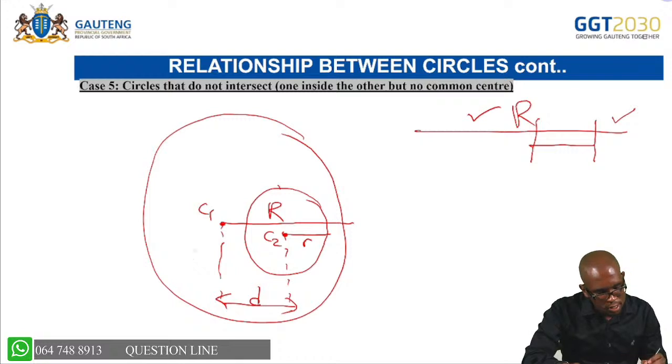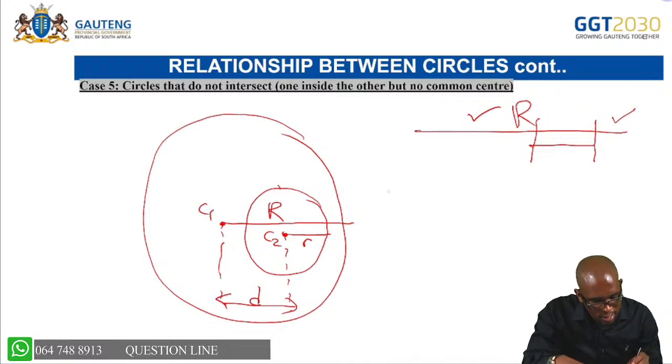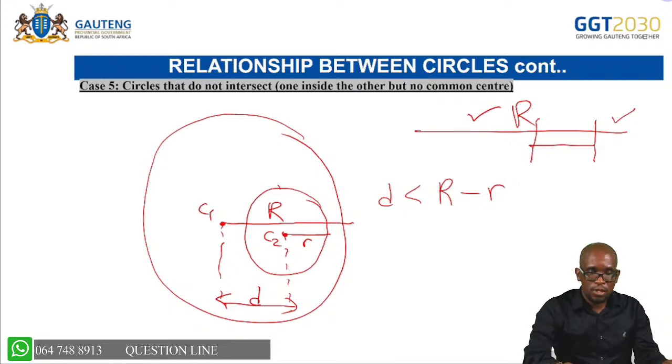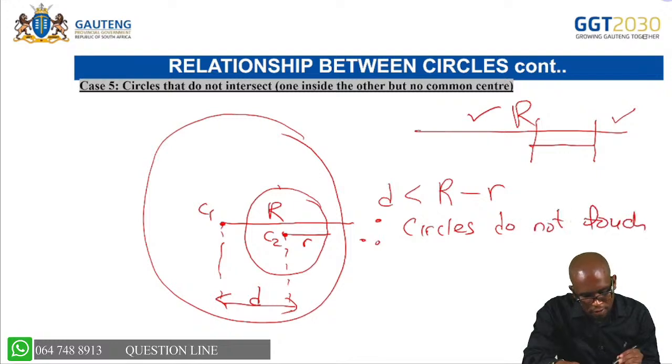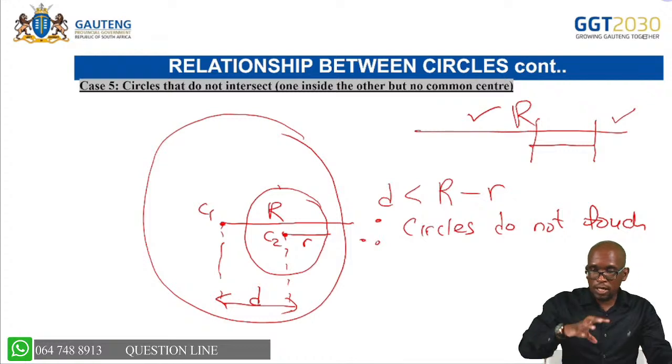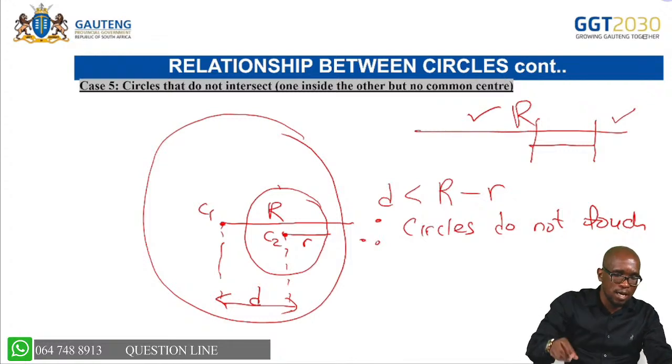So those portions add up to a value that is bigger than d. So you can see that here d is less than R minus r. So if you find that d is less than R minus r, then you're going to say that circles do not touch. However, the smaller circle is found inside the bigger one.